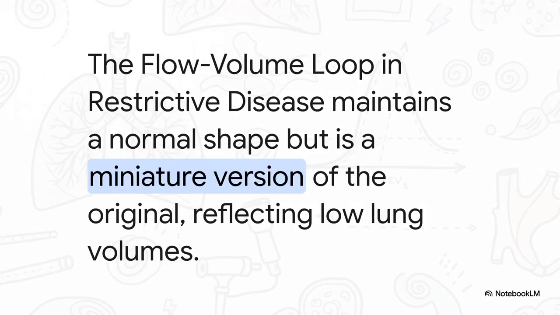And when you look at the flow-volume loop in a restrictive disease, it's fascinating. The overall shape is perfectly normal. It looks just like someone took a healthy loop and just shrunk it down. It's this perfect miniature version, which is a dead giveaway that the underlying problem is a global reduction in lung volumes, specifically a low FVC.